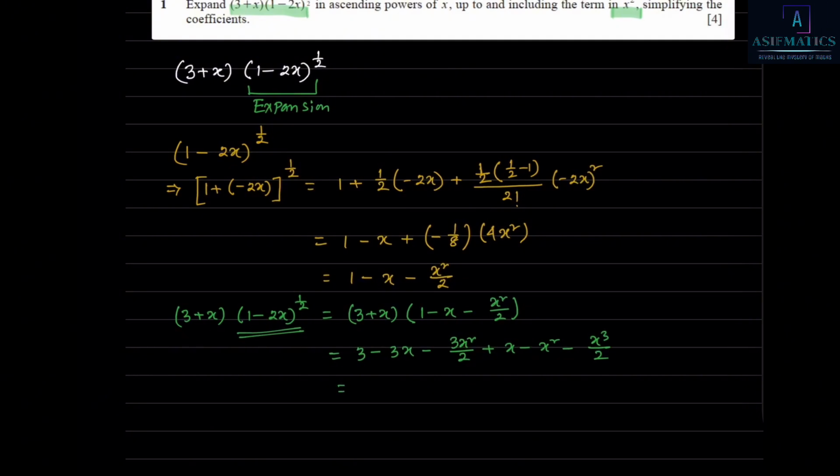So further we can write 3, minus 3x and plus x is minus 2x, minus 3x square by 2 and minus x square, so that will be minus 5x square by 2, and then we have minus x cube by 2. So the final answer will be 3 minus 2x minus 5 by 2 x square, because we have to expand until x square. So that is the answer for the final part.